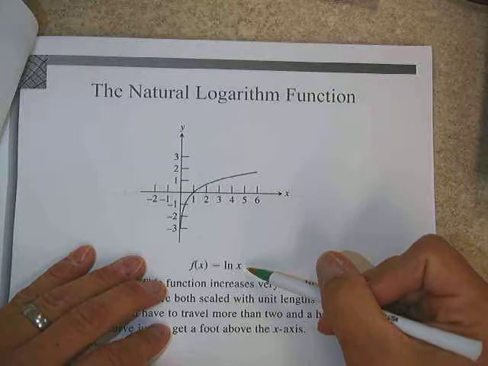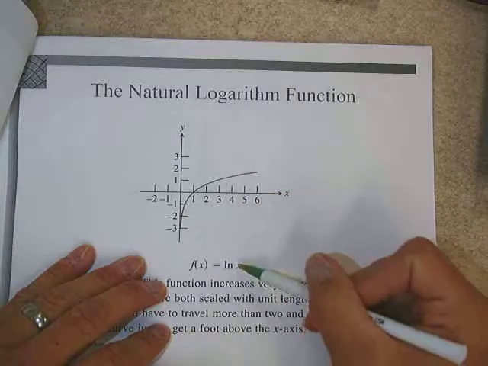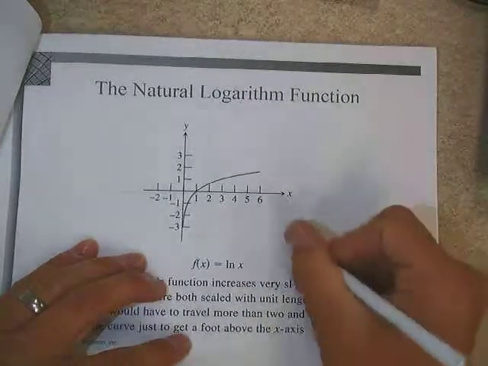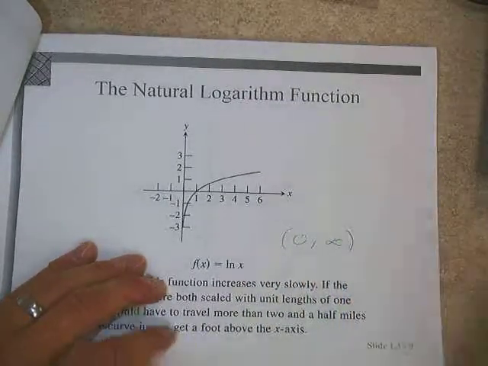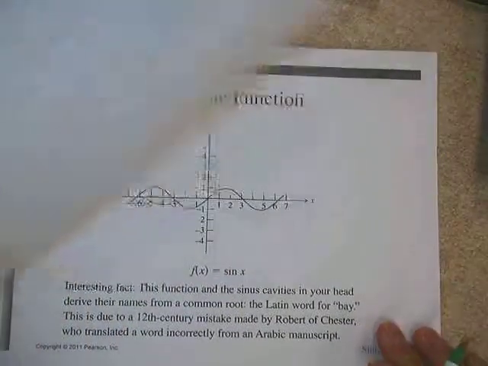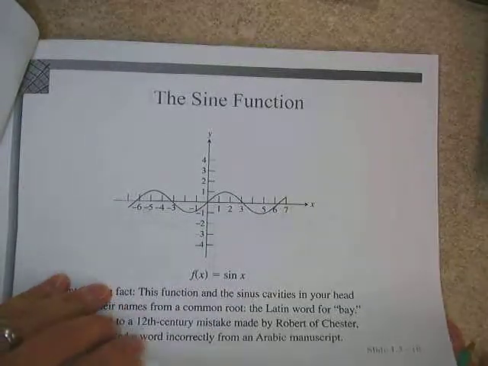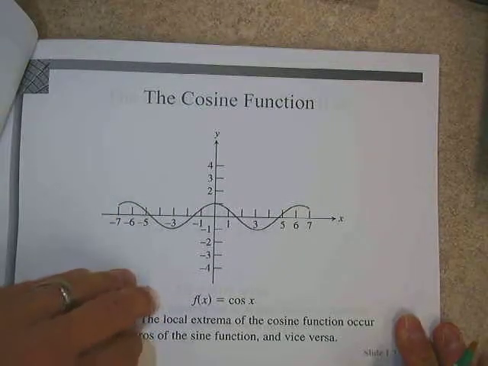The inverse of the exponential function is the natural log function. So it also can't have negatives in its domain. We can't take the natural log of a negative number. It starts at 0. In fact, 0 itself is an asymptote, so it would be 0 with a parenthesis to infinity, domain-wise.